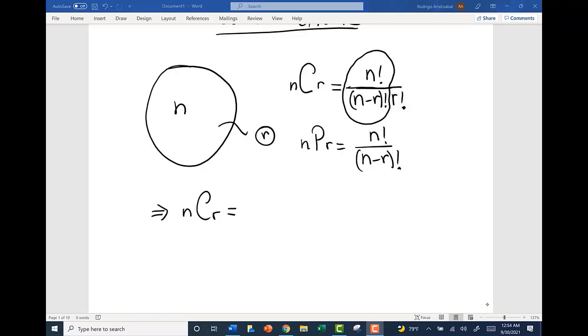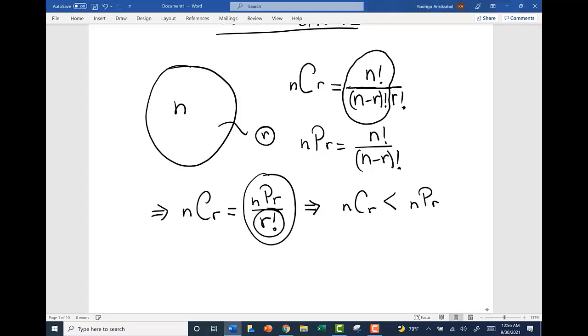We can state that the combination is equal to the number of permutations divided by r factorial, which implies that if we have n items and we select r items, if we count the number of permutations and combinations, we observe that the number of combinations is smaller than the number of permutations, because we obtain the number of combinations by dividing the number of permutations by this number, r factorial.